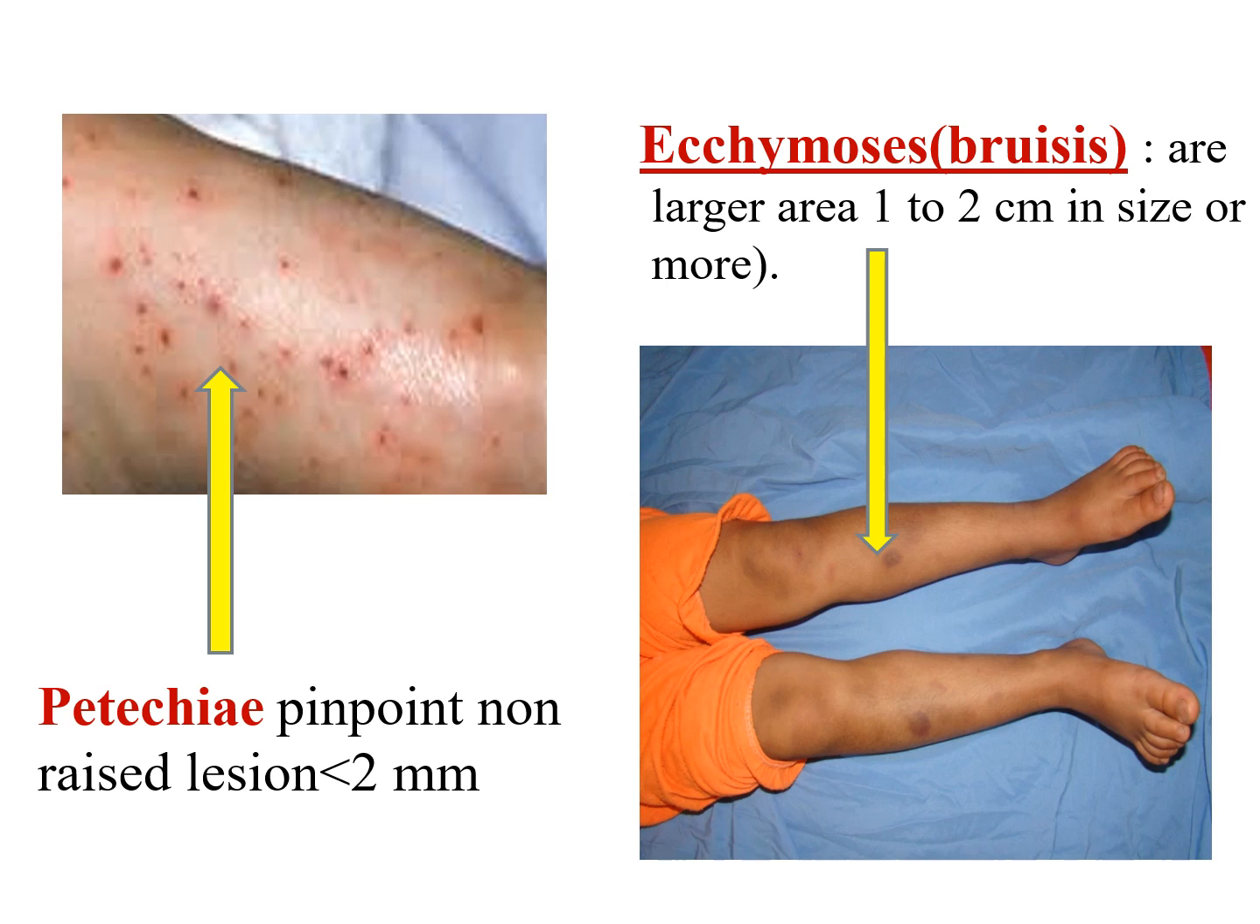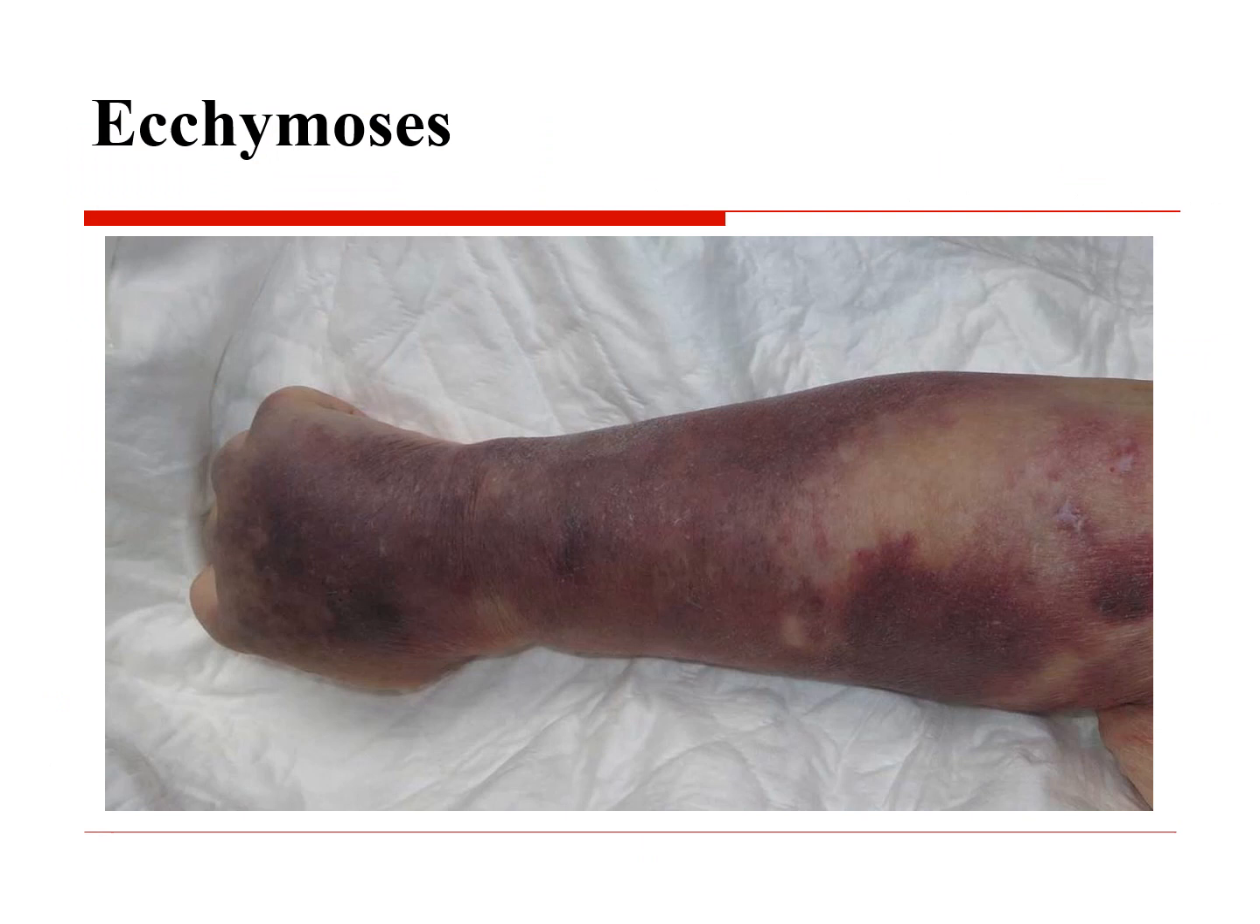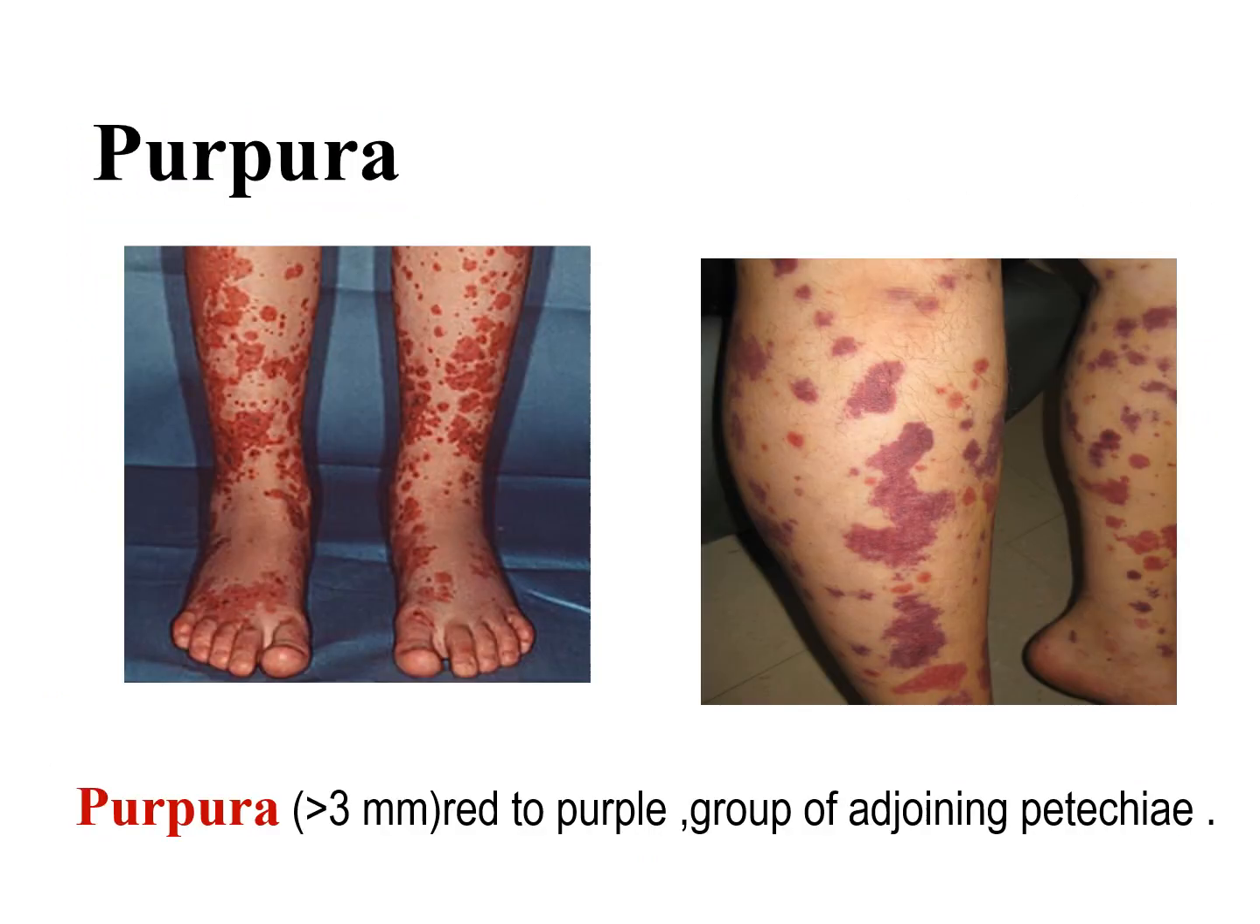Petechiae, or petechial rash, are pinpoint non-raised lesions less than 2 mm, like in the picture. While ecchymosis or bruises are larger areas of 1 to 2 cm in size or more, like also in this picture. And this is ecchymosis, large, deep ecchymosis. Purpura is a larger area, more than 3 mm, red to purple in color, and it is a group of adjoining petechiae.